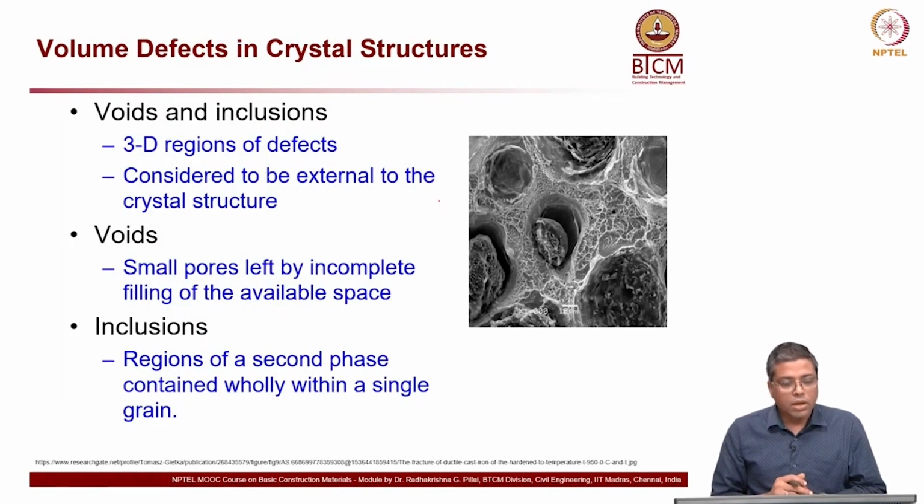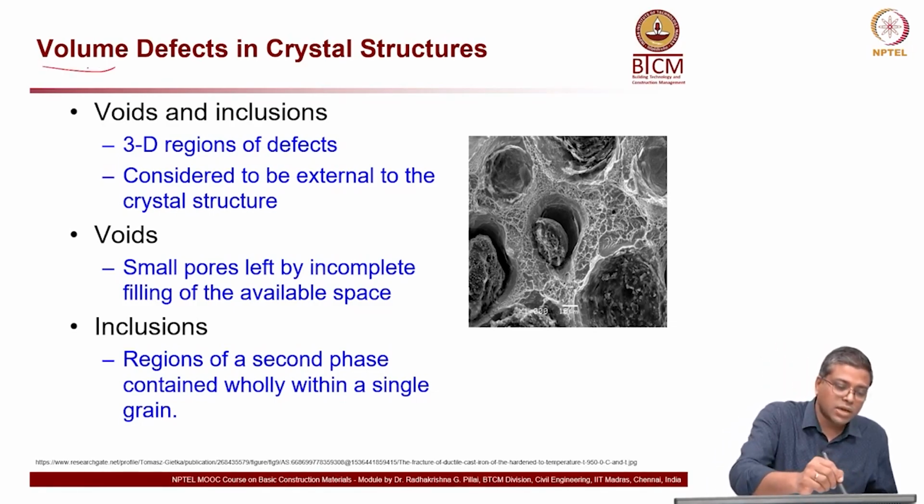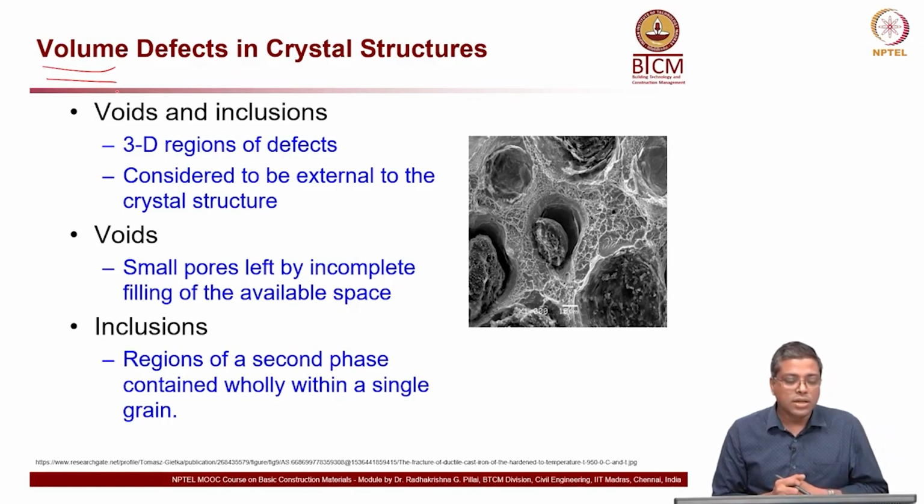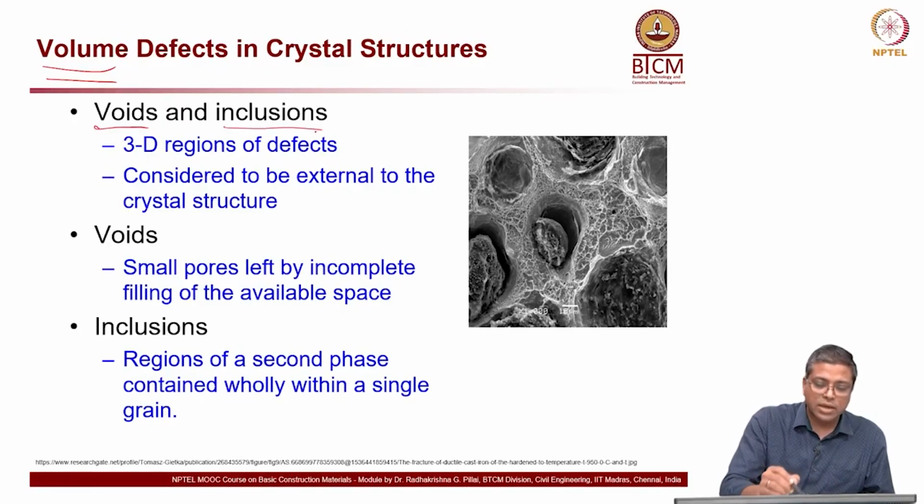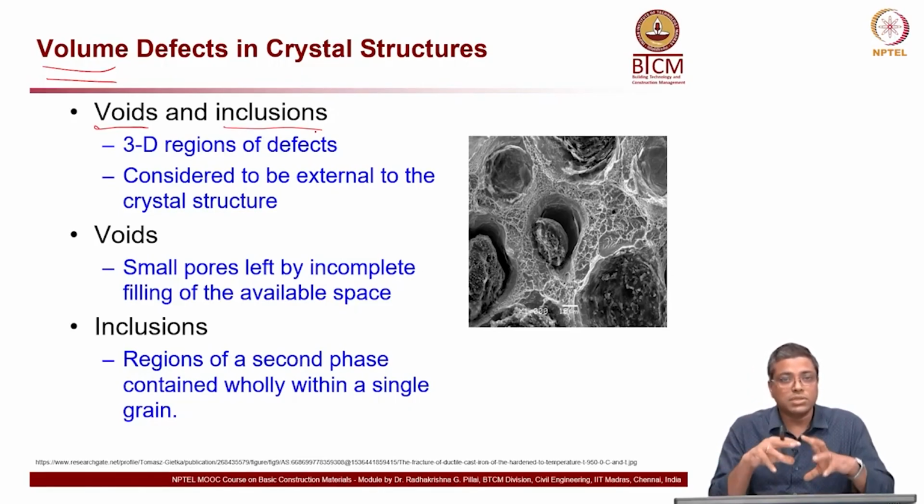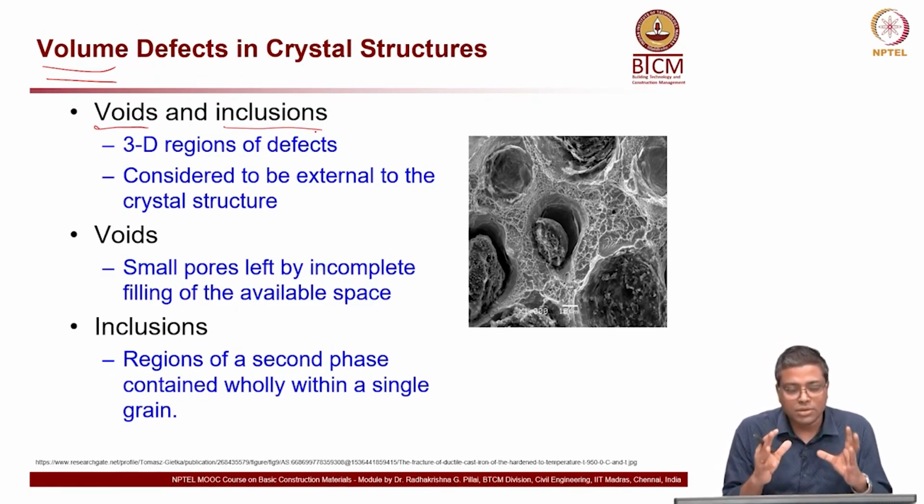Okay. Now, let us go into the fourth type of defect, which is volume defect. We started with point defect, then we talked about line defect, then the surface or plane defect, that is grain boundaries, and we are now going to talk about volume defects, which are mainly voids and inclusions. Voids means air void, there is no material present. Inclusion means there is a foreign material which is present inside the parent or bulk material.